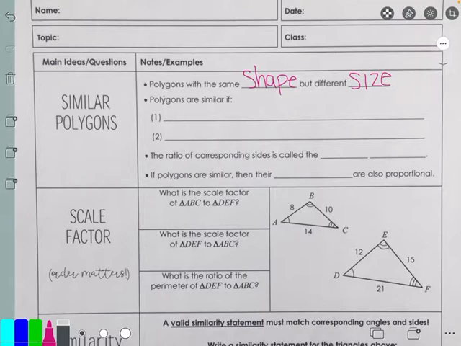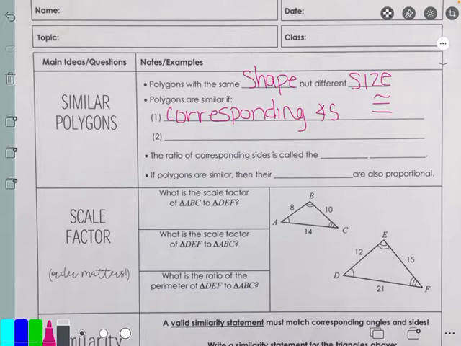So, kind of like when we were enlarging and things like that, those were all similar shapes because a triangle stayed a triangle, but one was just bigger than the other. There are just two requirements. So if something is similar, the corresponding angles, those are congruent.